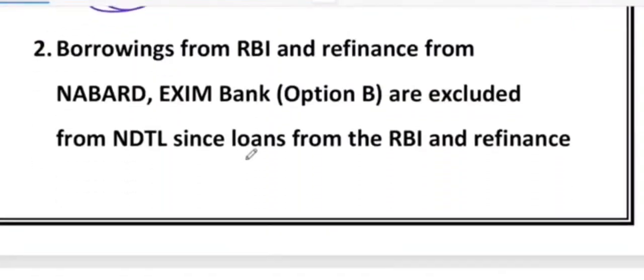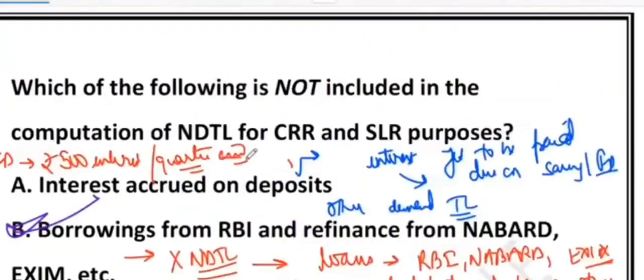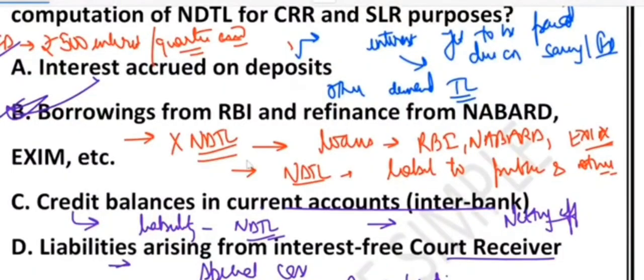And what is included in NDTL, remember it, very important. First of all, I told you interest accrued, that means interest payable on deposit, yes, it is included. Then current account balance of other banks is included. But what is excluded? Borrowing from RBI, borrowing from NABARD, borrowing from Exim Bank, these are excluded. And there are some special cases like court receiver fund, these are excluded. Hope that this breakdown makes it super clear.